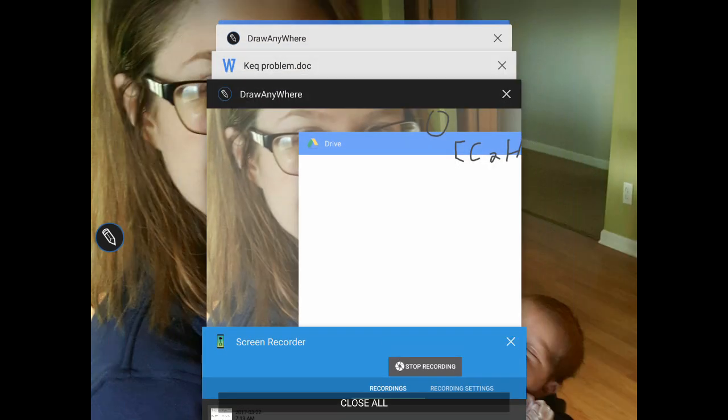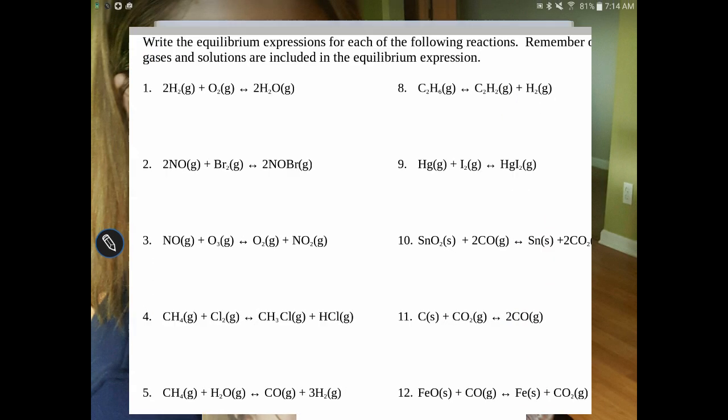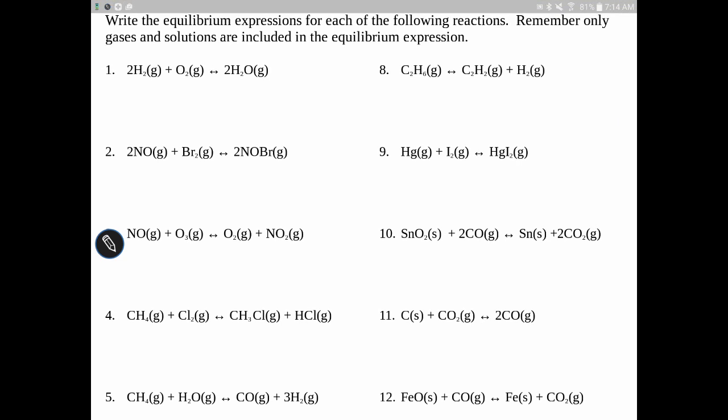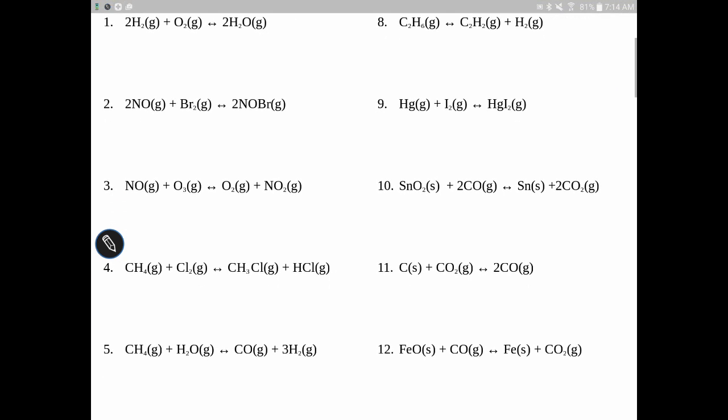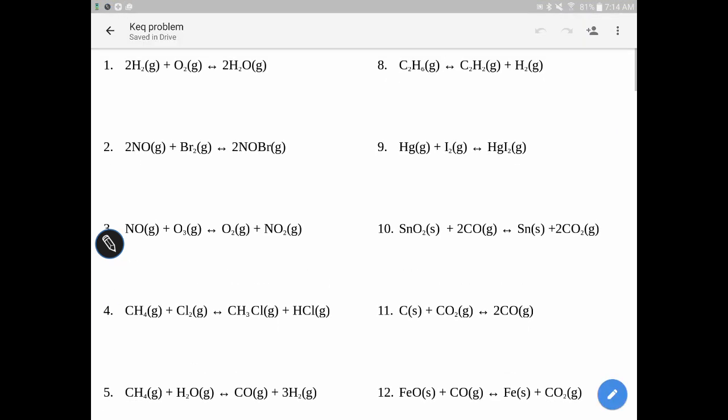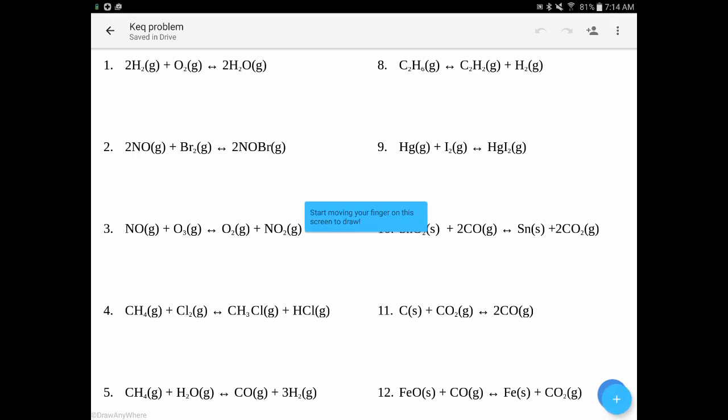All right, so we're going to do some KEQ problems. Now we are going to start with, let's do number 9. Okay, so KEQ is the ratio of concentration of products divided by the concentration of the reactants, and that gives you the equilibrium constant. So first, we're going to start with the products, put those on top.